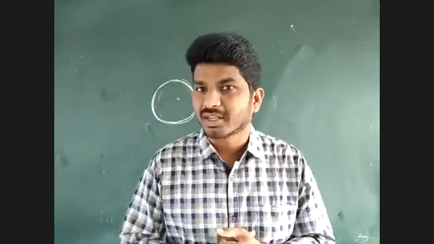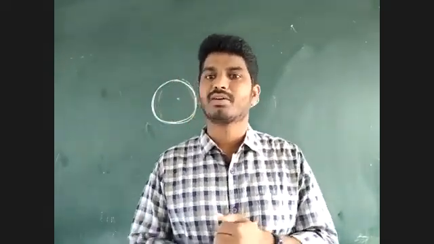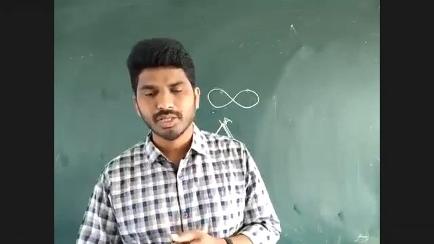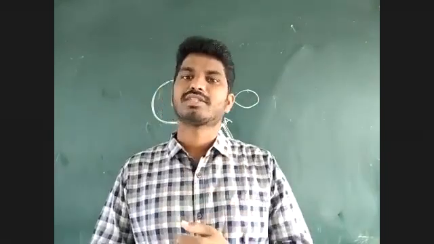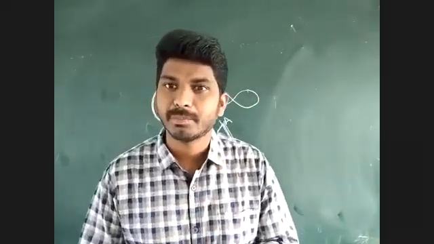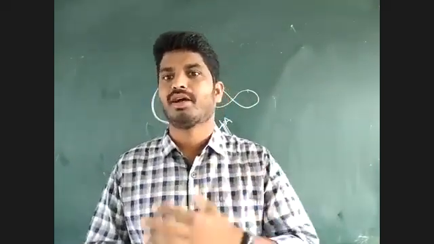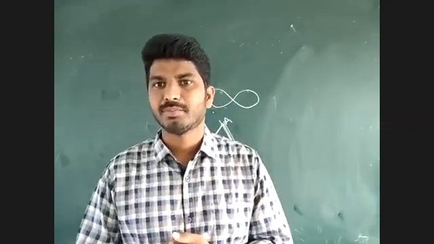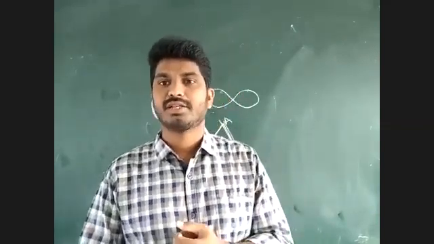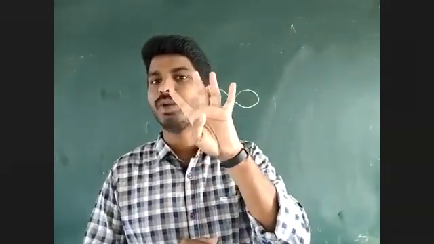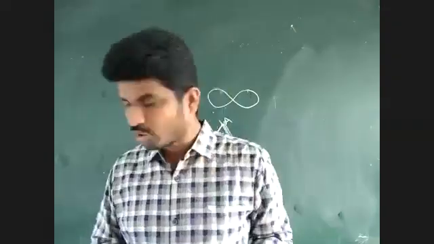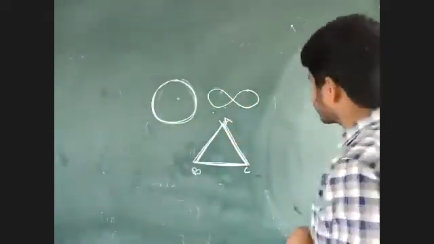Now coming to the third concept, that is areas of similar triangles. Now the last concept is Pythagoras theorem and converse of Pythagoras theorem. In this chapter, in total we have 4 exercises. How many exercises are there in this chapter? 4 exercises.